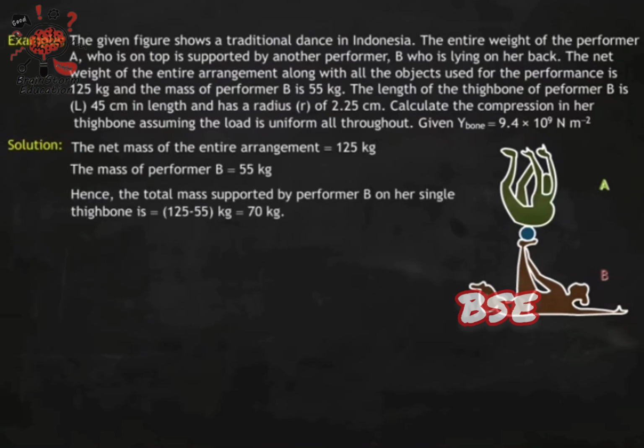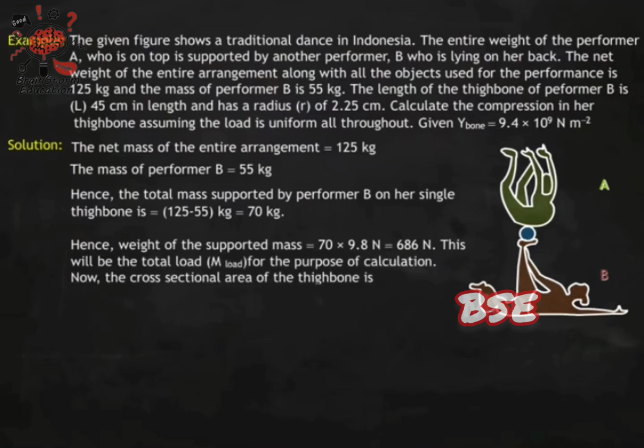Hence, the total mass supported by performer B on her single thigh bone is 125 minus 55, which equals 70 kgs. Hence, the weight of the supported mass equals 70 into 9.8 newtons, which equals 686 newtons. This will be the total load, M load, for the purpose of calculation.